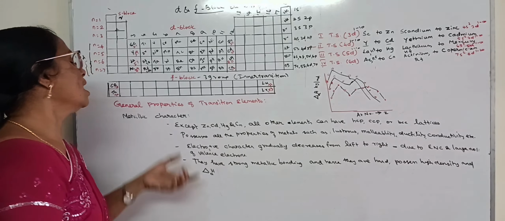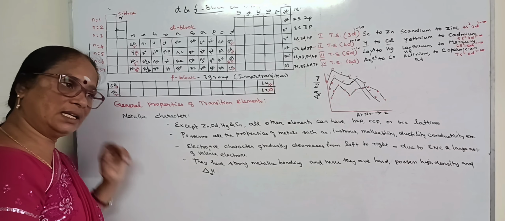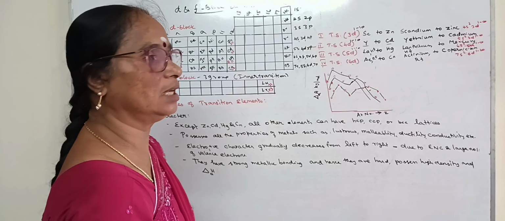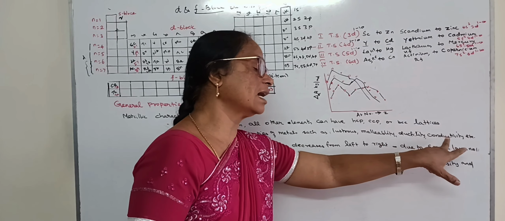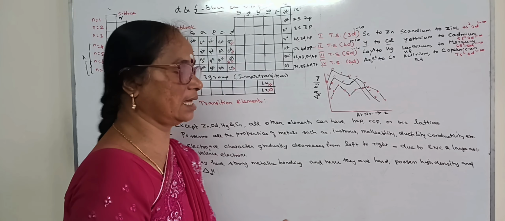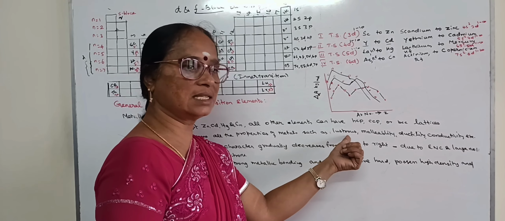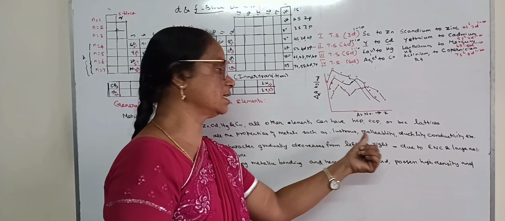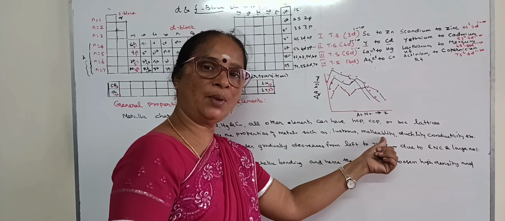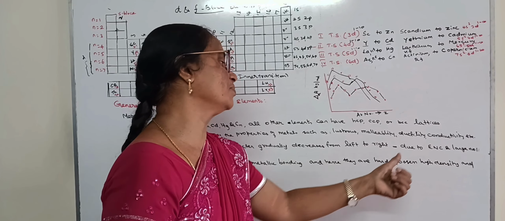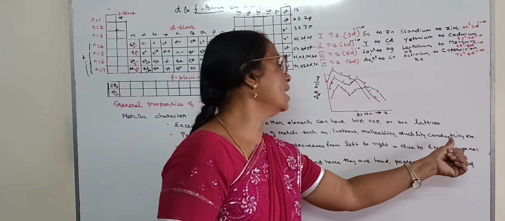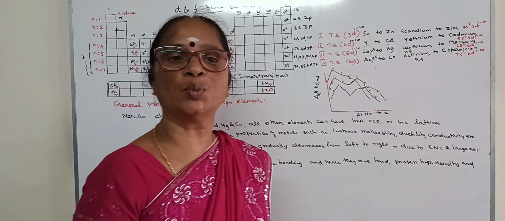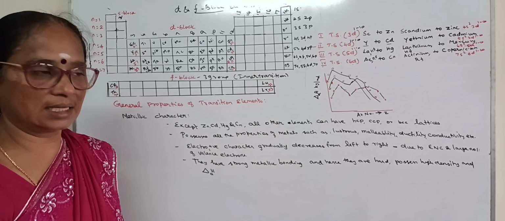Being metals, they exhibit all the metallic properties like lustre, malleability, ductility, conductivity, high density, etc. Lustrous defines the shining nature. Malleability means they can be beaten into thin sheets. Ductility means they can be drawn into thin wire. And conductivity means they can conduct both heat as well as electricity.